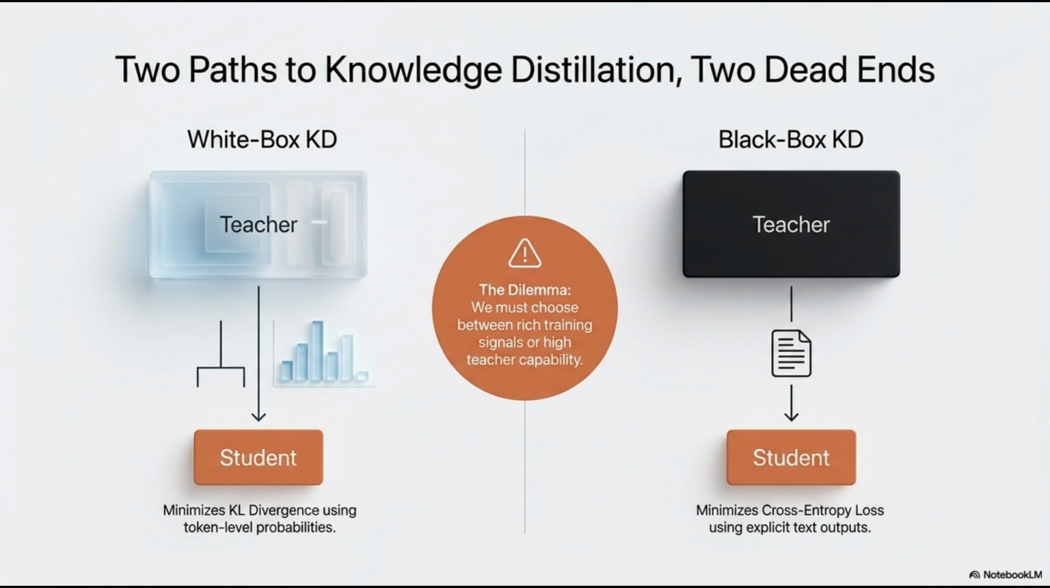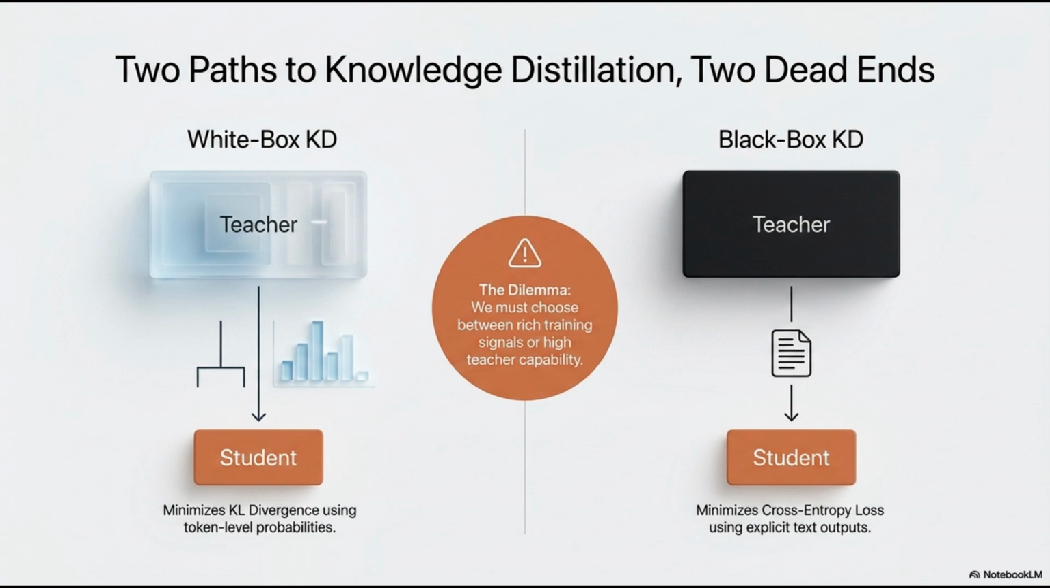It mathematically measures the gap, or the distance, between the student's probability guesses and the teacher's probability guesses. Oh, I see. So if the teacher thinks the word mat is a 90% probability, but the student only gives it a 40% probability, the KL divergence calculates that massive gap. And then what does it do with that gap?